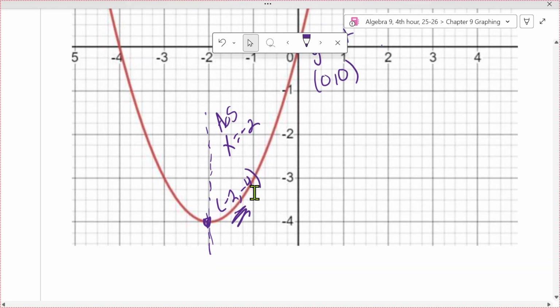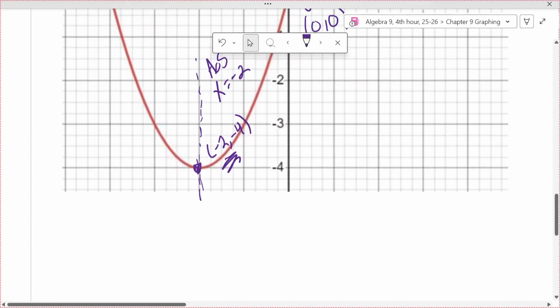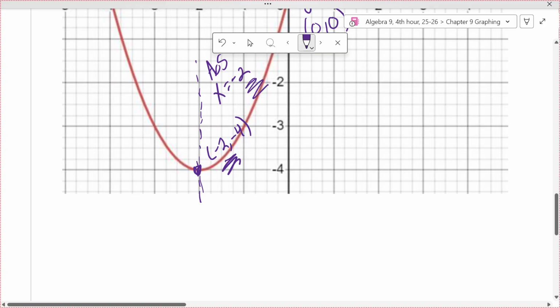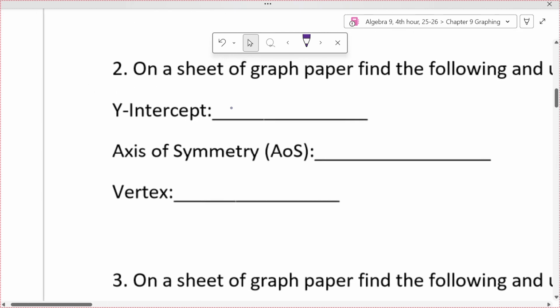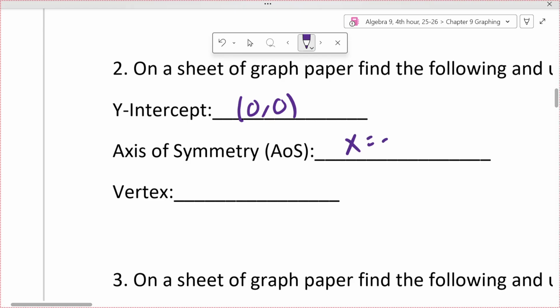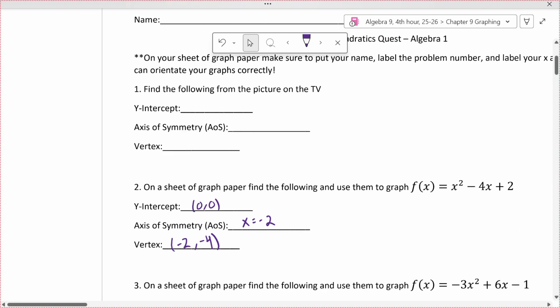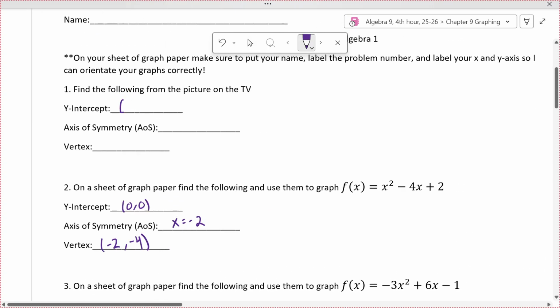Again, this number and this number are always the same. So I'll come back up here and I'll fill that in. So the y-intercept was at 0, 0, the axis of symmetry was at -2, and the vertex was at -2, -4. Nope, I filled that in the wrong spot. Let me go up here and fill it in.